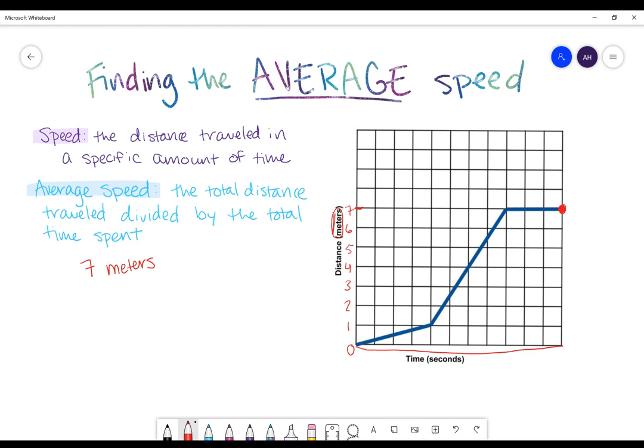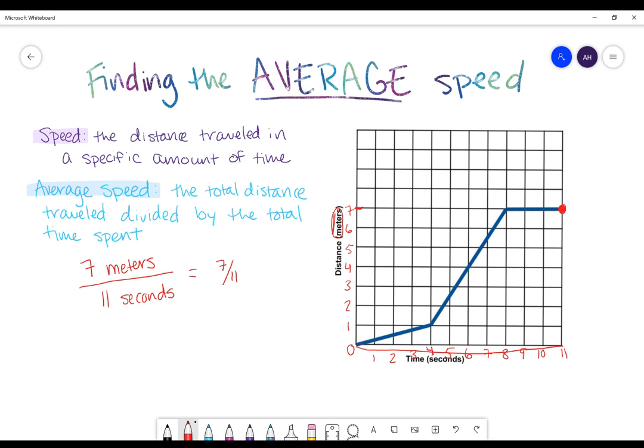And then I'm going to come over here and count my time and see how long it took for that object to travel that 7 meters. All right, so it took 11 seconds for it to travel 7 meters. And the definition for average speed says it's the total distance traveled divided by the total time spent. So it's 7 meters divided by 11 seconds. Okay, so that is the average speed for that object. I'm going to go ahead and write my fraction right here. And since this can't be reduced, that is my final answer.